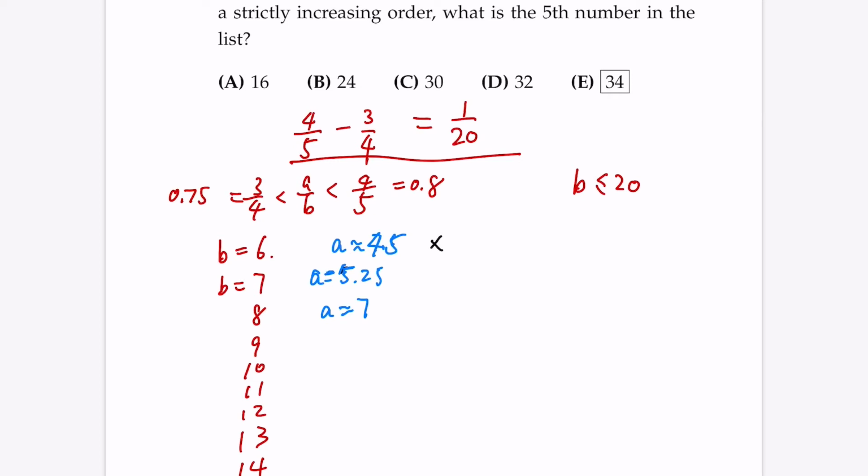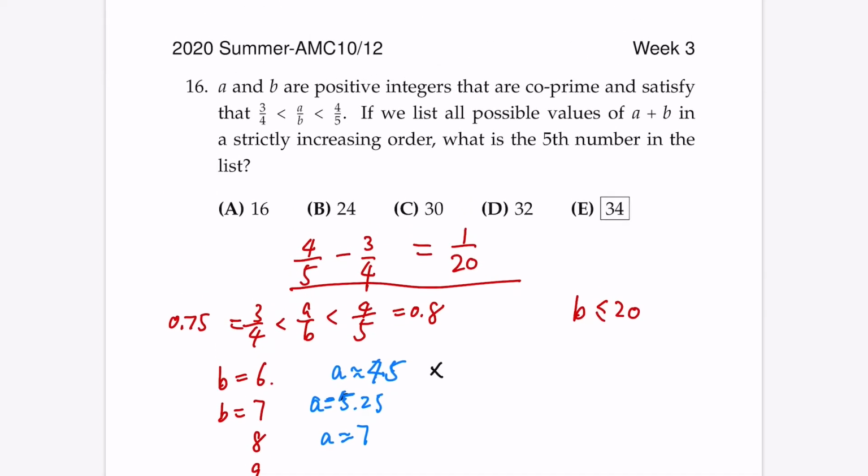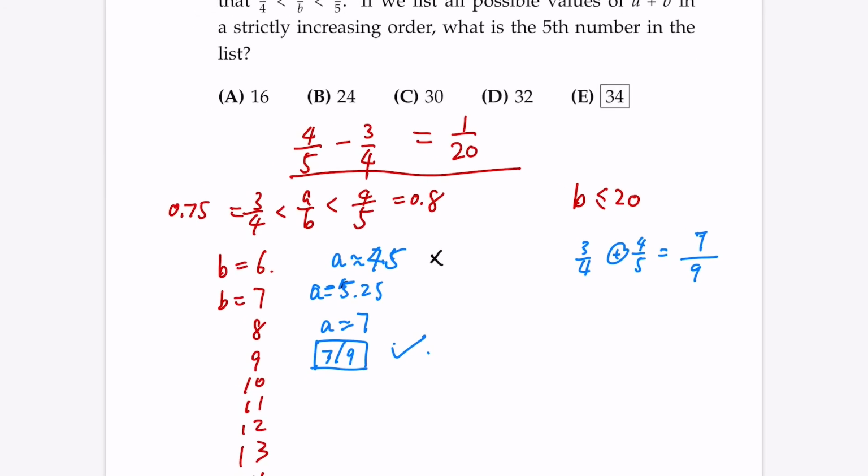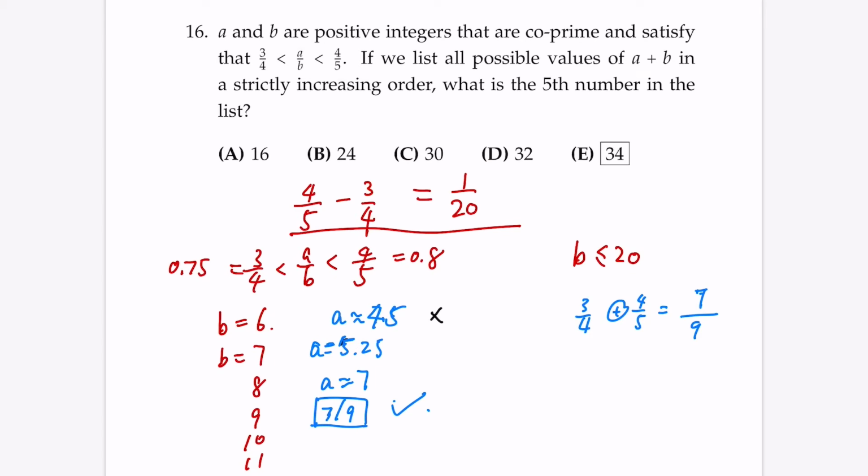And for 9, there's an easy way to find a fraction that's somewhere in between 3/4 and 4/5. Let's add: 3 plus 4 is 7, 4 plus 5 is 9. So 7 over 9 is a fraction that is strictly between 3/4 and 4/5. This is the quickest way to find one rational number between two rational numbers. That seems to be the first one that minimizes A plus B.